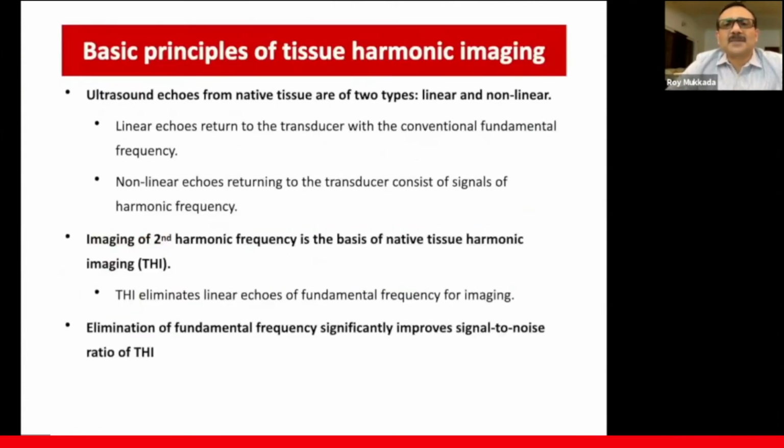The basic principles of tissue harmonic imaging: the ultrasound echoes from native tissue are of two types, linear and non-linear. The linear echoes return to the transducer with conventional fundamental frequency, whereas the non-linear echoes returning to the transducer consist of signals of harmonic frequency. Imaging of second harmonic frequency is the basis of native tissue harmonic imaging. So tissue harmonic imaging eliminates the linear echoes of fundamental frequency for imaging. And the elimination of fundamental frequency significantly improves the signal to noise ratio of THI.